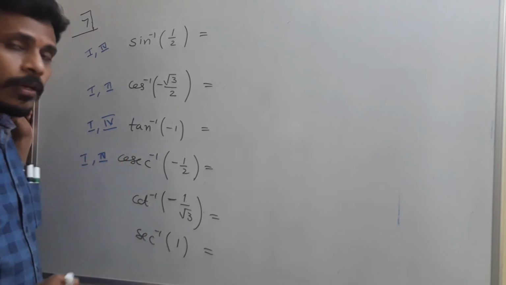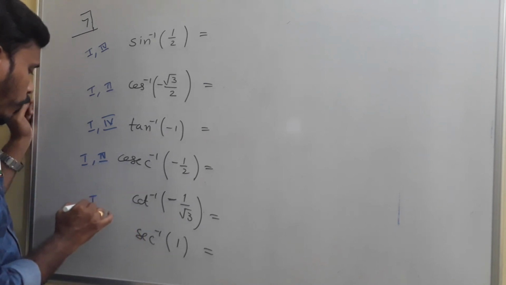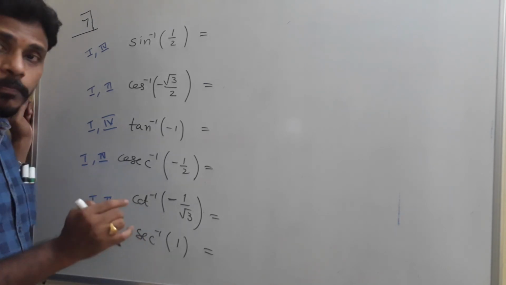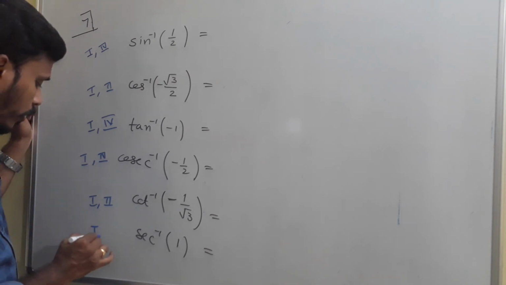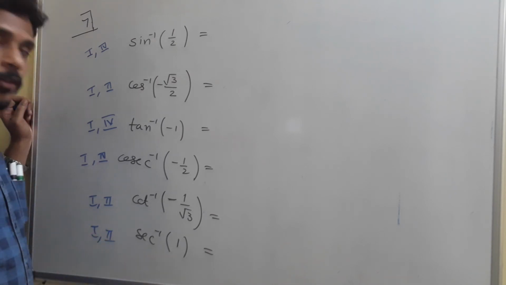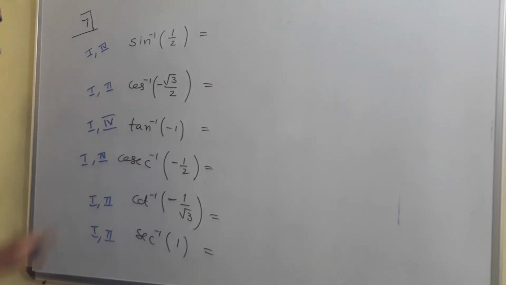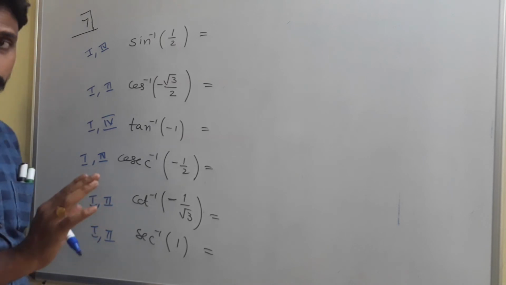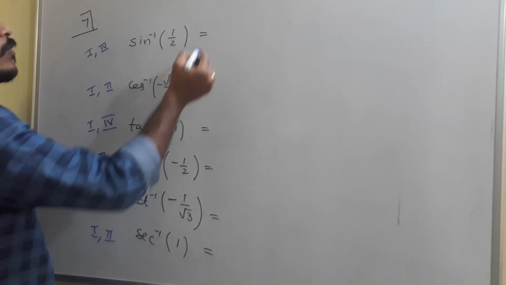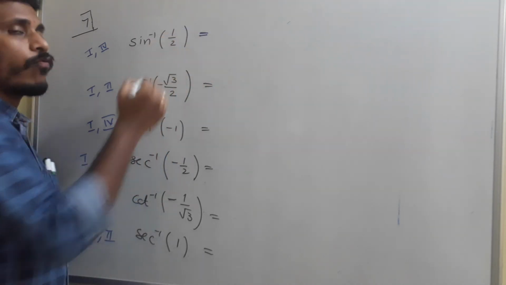2 except 0. Cot inverse, the range is the first and second quadrants, 0 to pi. Whereas secant inverse, again the range is the first and second quadrants except pi by 2. So these are the ranges as we discussed. So the third quadrant is never included in these ranges. That's one idea. And now we are going to calculate sine inverse of 1 by 2.